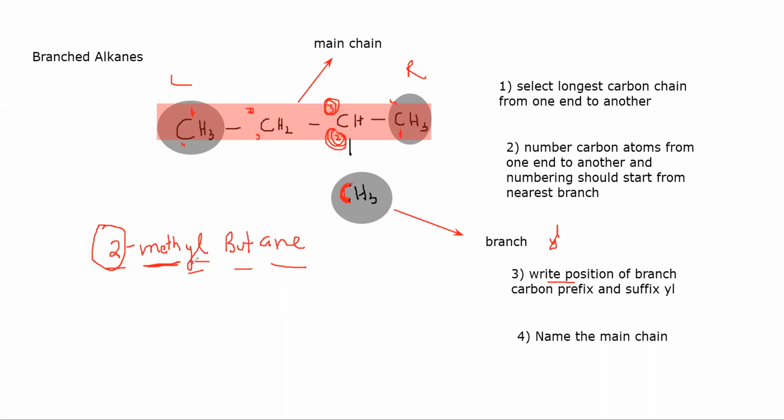That's why it is YL, methyl. Then the straight chain. The straight chain contains 4 carbon atoms. That's why it's but. The main or the straight chain contains 4 carbon atoms, but. And they have a single bond. We call them N. So it is 2 methyl butane.